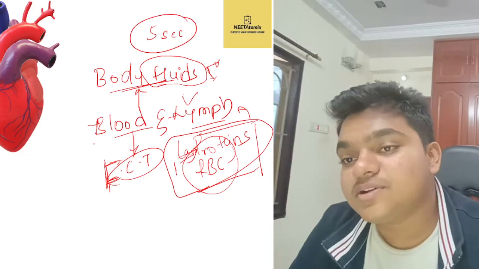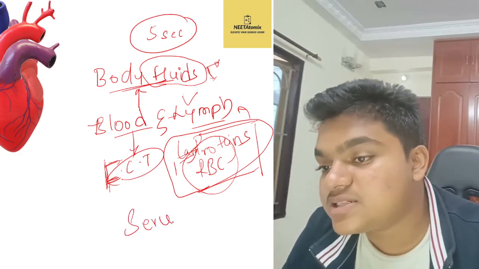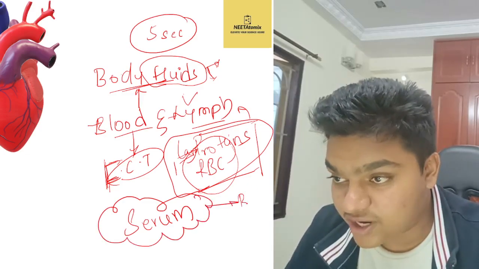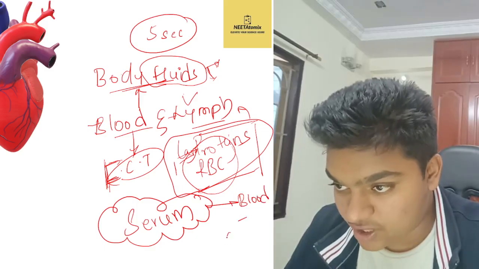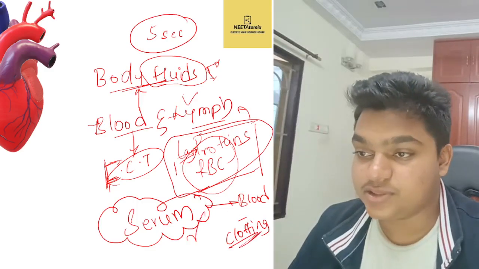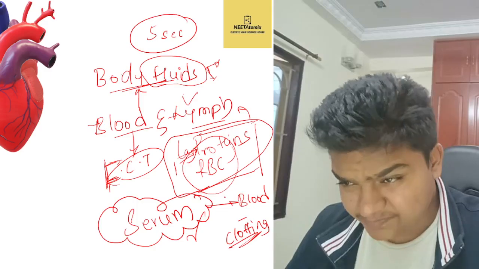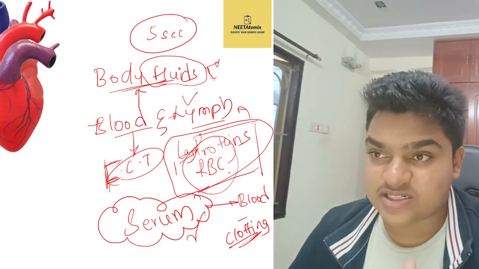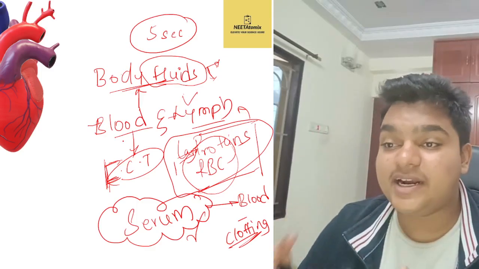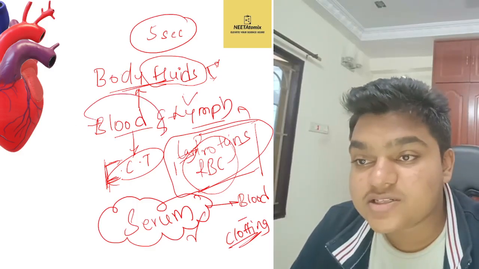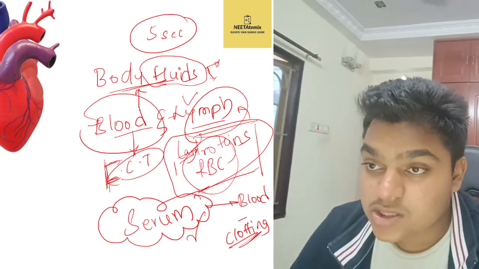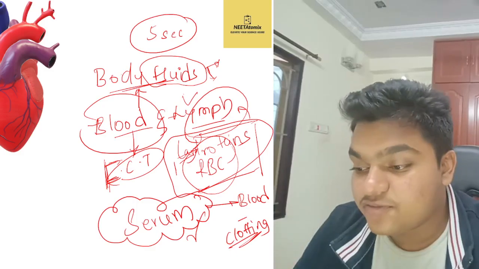There is another term which you generally confuse, called serum. Serum is different, guys. Serum is blood minus clotting factors. So no clotting factors. Blood minus clotting factors is serum. But what is lymph? Lymph is blood minus the large proteins and RBCs. So these two are the main body fluids present in the body. The blood helps in the transport of some particular substances. Lymph also helps in the transport of some other particular substances. What are those? We'll also see in the further videos.